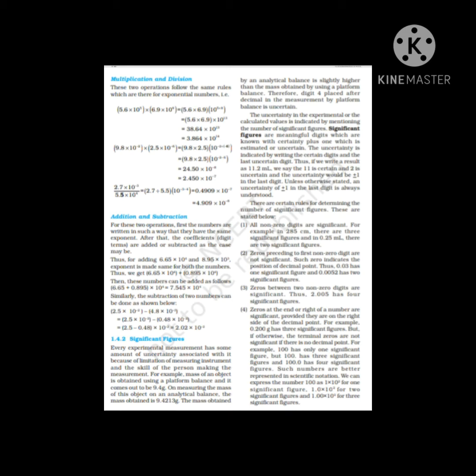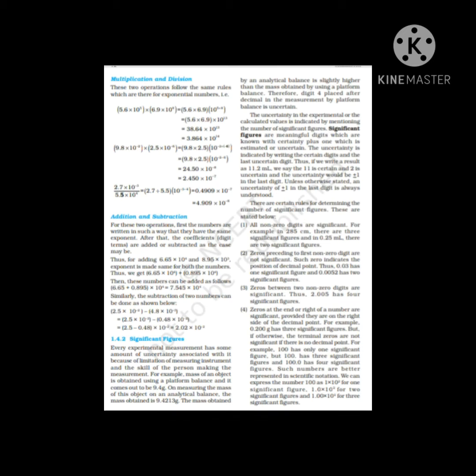Then addition and subtraction. For these two operations, first the numbers are written in such a way that they have the same exponents. After that, the coefficient digit terms are added or subtracted as the case may be. Thus, for adding 6.65 into 10 to the power 4 and 8.95 into 10 to the power 3, the exponent is made the same for both numbers.